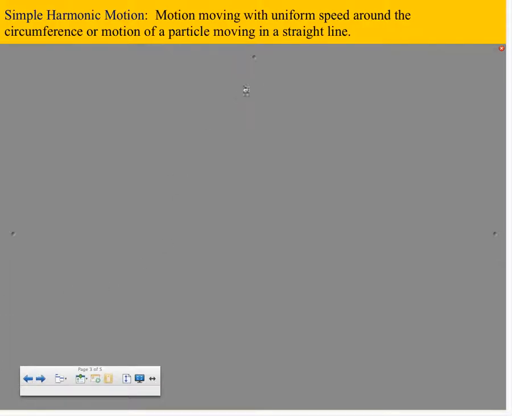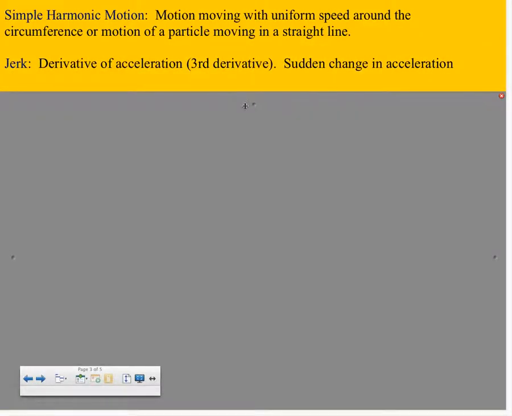And then another thing that I think I've mentioned to you before, but we haven't necessarily put in our notes, and that is jerk. What a jerk is, it's the derivative or the rate of change of acceleration. So it's actually the third derivative.